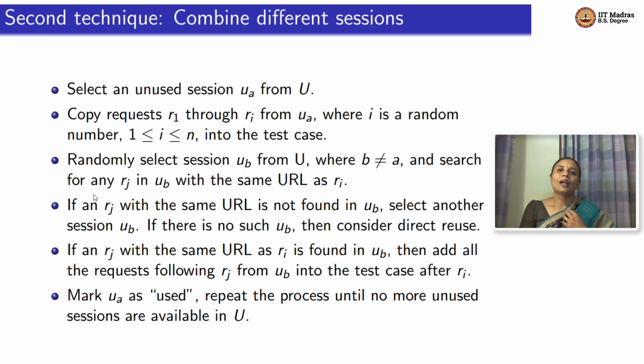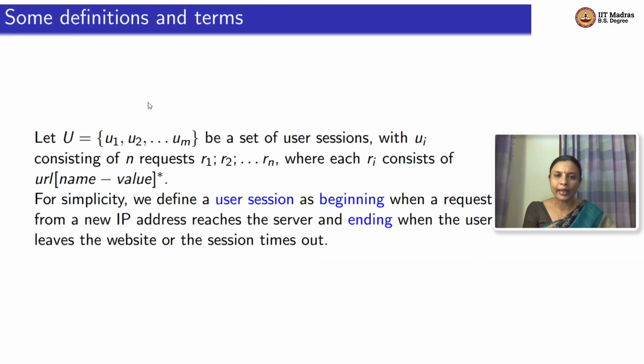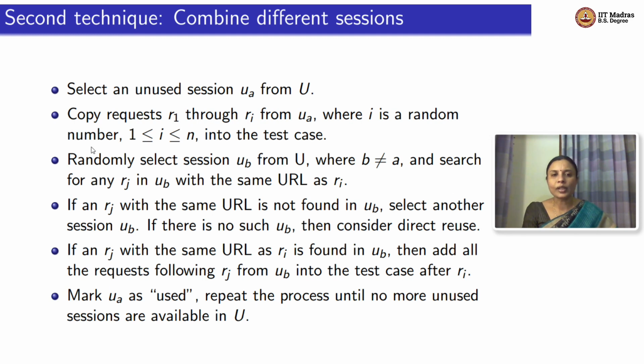The next is to combine data from different user sessions. If you look at the title of this slide, that's what it says. Combine data from different user sessions. So we assume the same thing. We assume that there are M user sessions. Each user session consists of a series of requests. Each request looks like this. So out of these M user sessions, pick an unused user session, let's say from that set. Let's call it UA. Now this UA is going to have a sequence of requests, some R1, R2 and so on. Take the first i of those requests from that unused user session UA. Now you stop at the ith request.